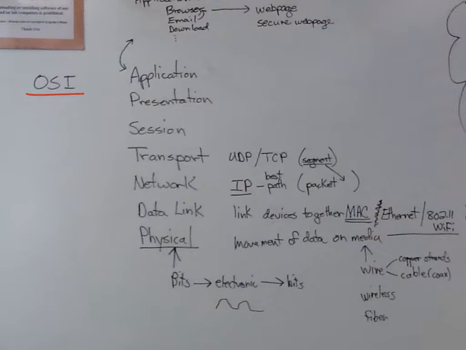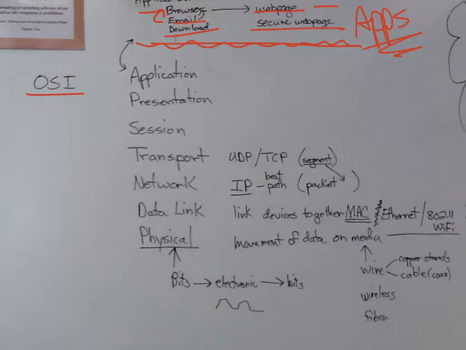OSI model. We have all of these, I'll just call them apps, all of these applications that we talked about, like a browser connecting to a web page. We have email, and you can get email through a browser if you want to. We can download software. We can go to a secure web page or just a regular web page. All those things, apps allow you to do. And in fact, any app that's going to connect into some type of network, we can use the OSI model to represent that.